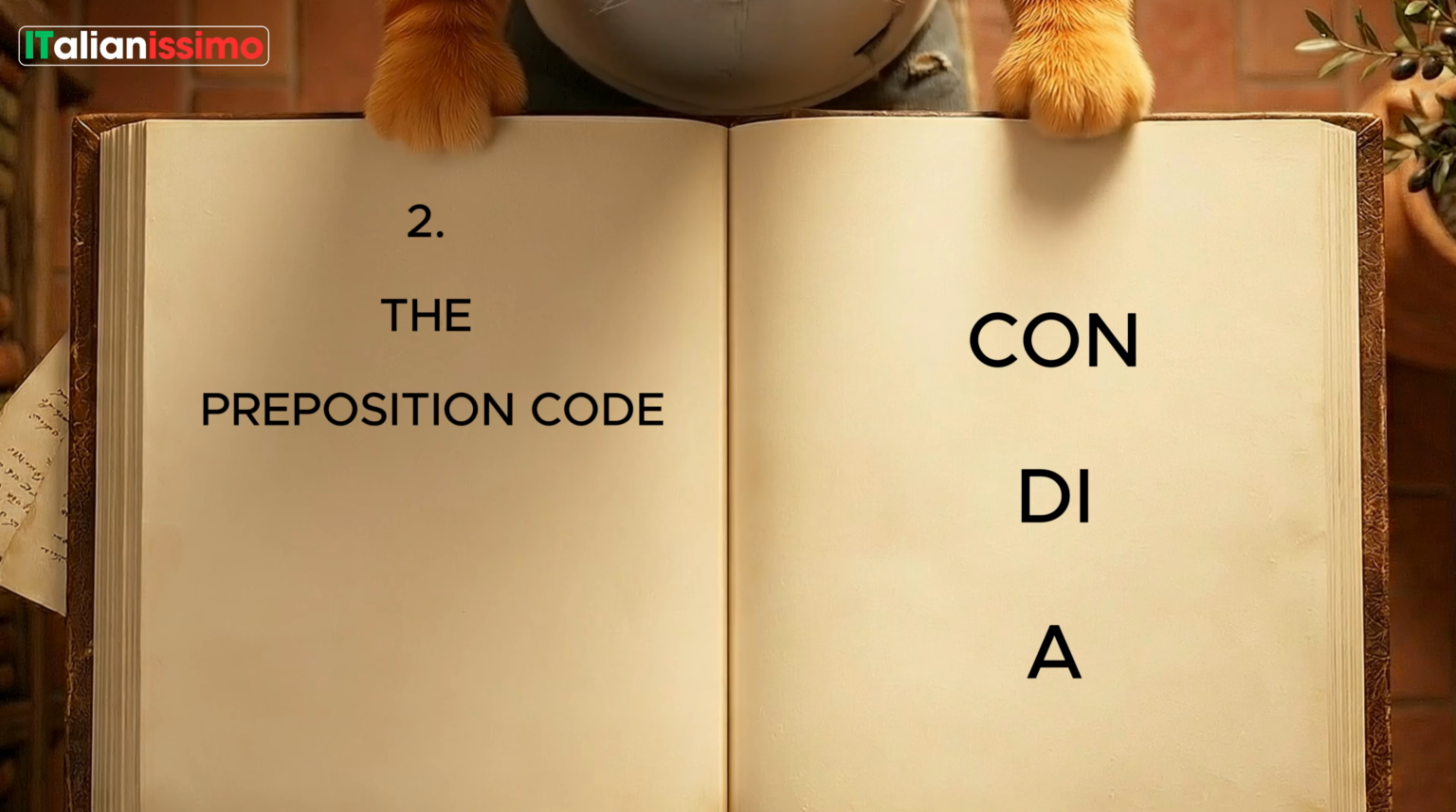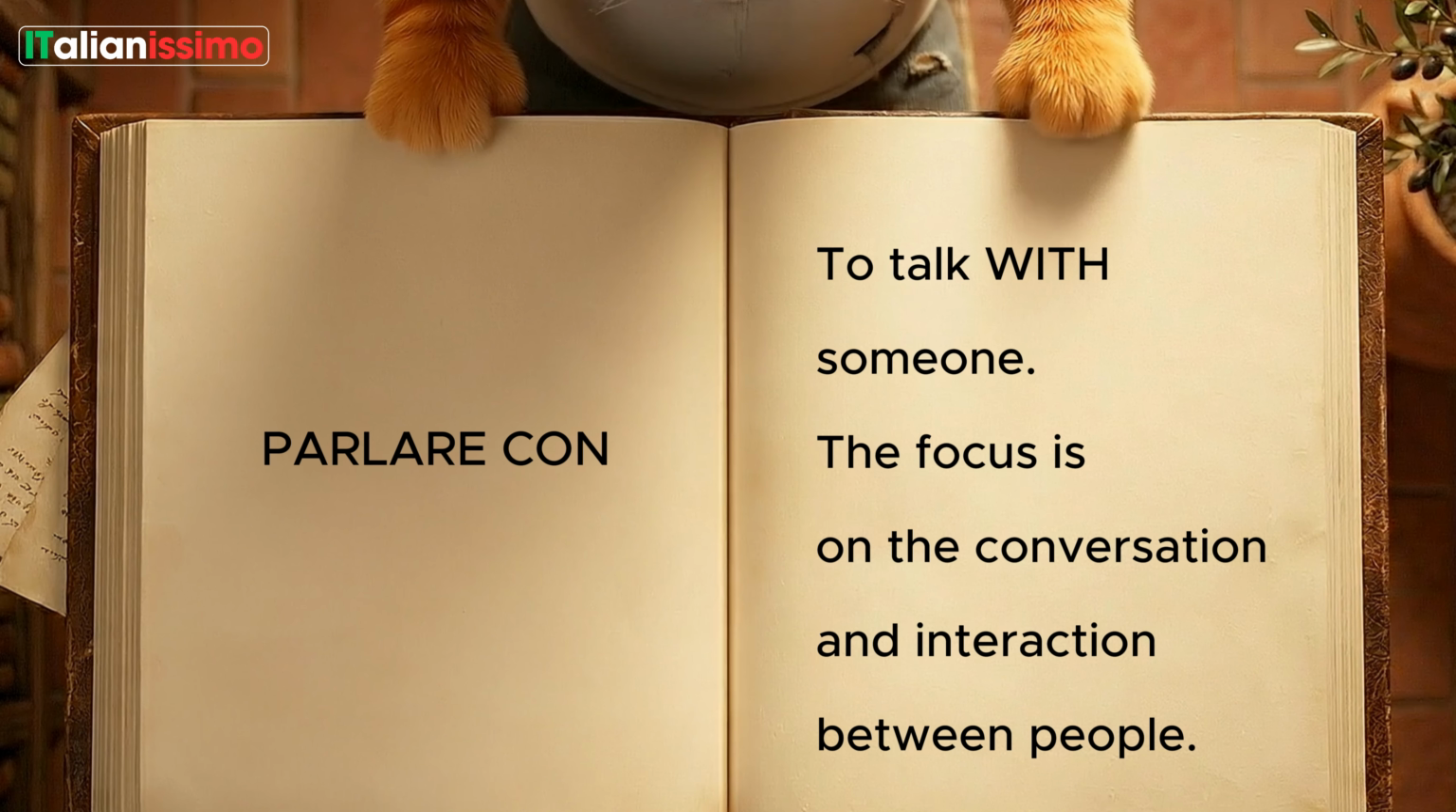Now for the main event, unlocking the prepositional code. We're going to look at con, di, and a. I want you to think of these as three different keys that open up completely different meanings for the very same verb. First up, we've got con. Super simple. Anytime you see parlare con, it means you're talking with someone. The whole focus is on that interaction, that back and forth between people.